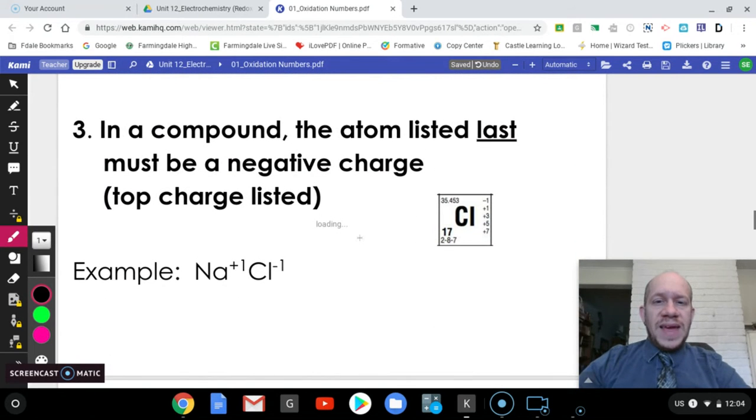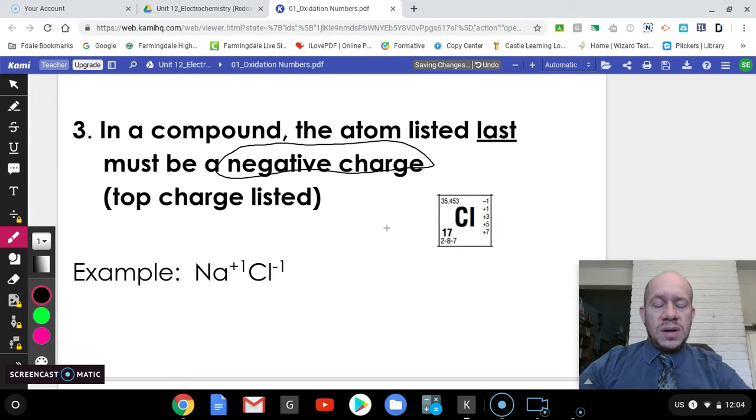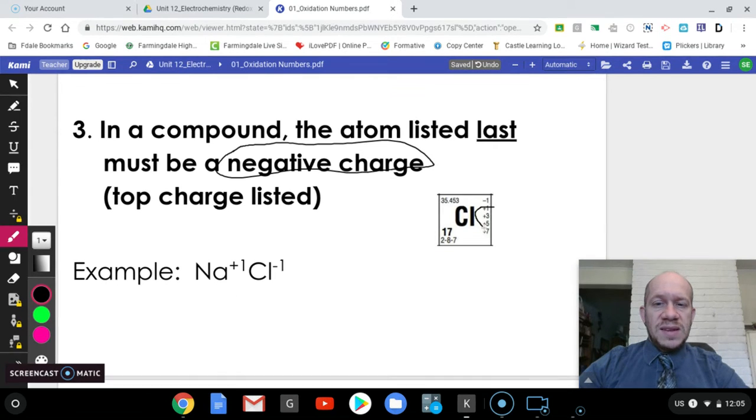3, in a compound, the atom listed last must be a negative charge. So this is really important here. We've talked a lot about this before when we make compounds. So for example, when I put sodium and chloride together, even though chlorine has these positive oxidation states, when I write it last, it will be that negative.